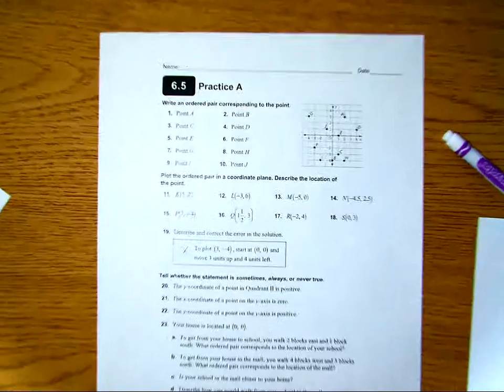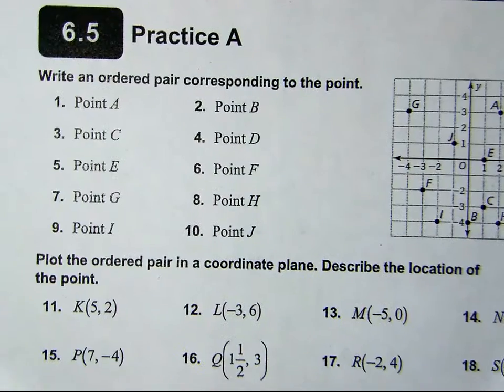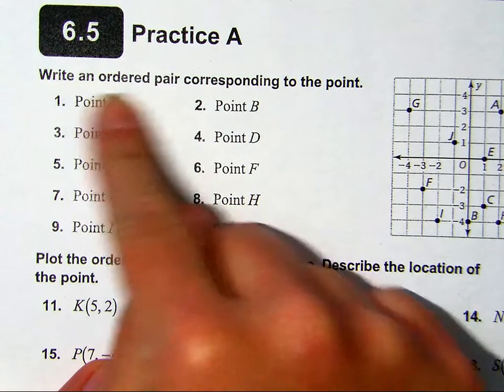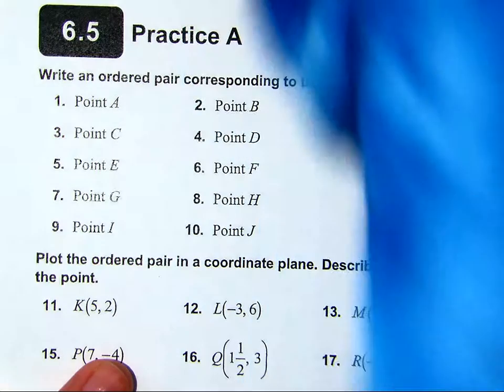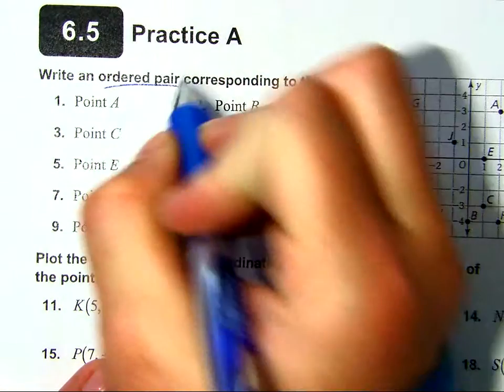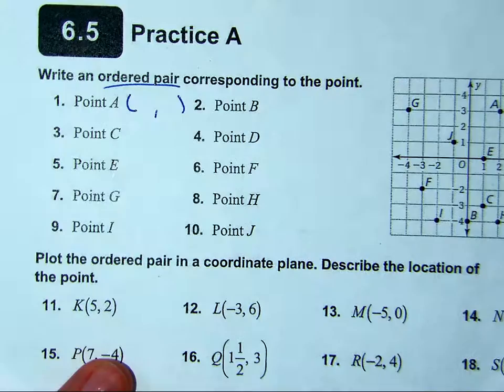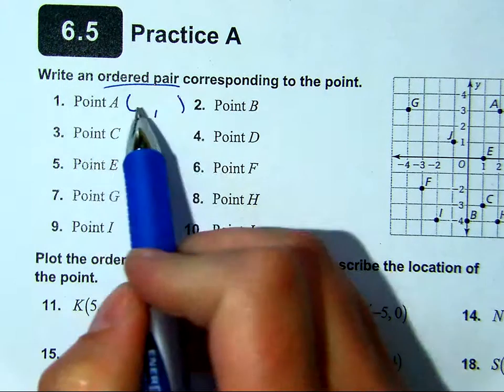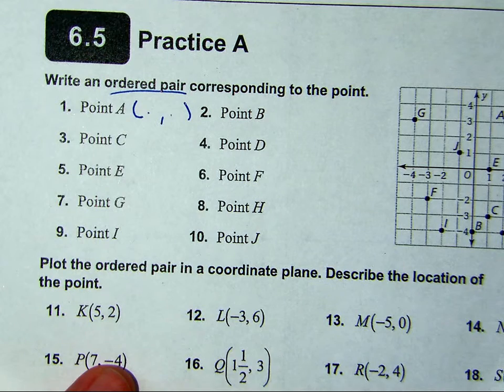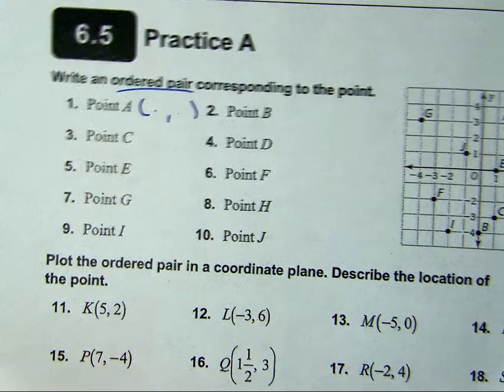So, a couple things I want to point out for you. If you read the directions, these helpful hints are obvious. Make sure when you are doing the first 10 problems, you should always write your ordered pair inside parentheses with a comma, and then your X and then your Y. So make sure you use parentheses and write them appropriately.